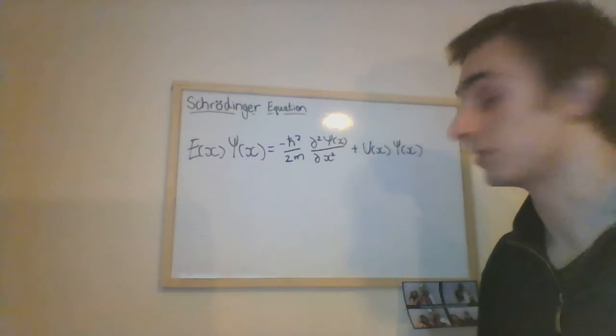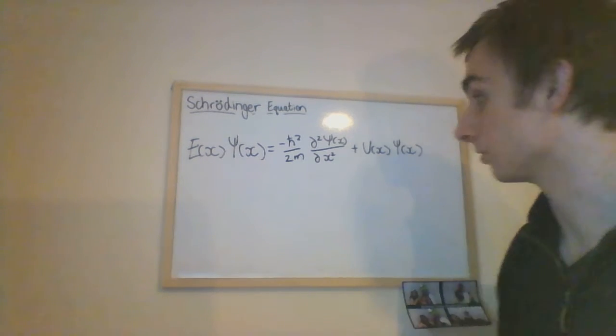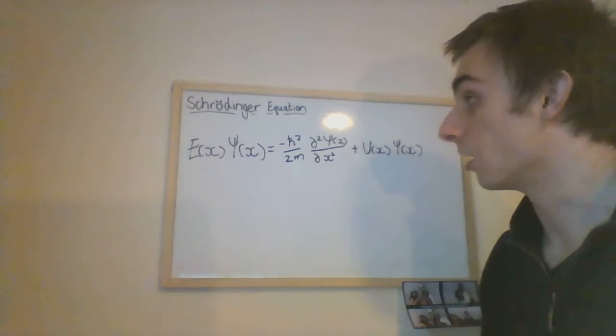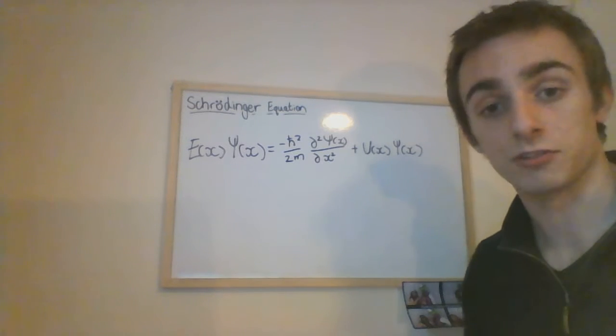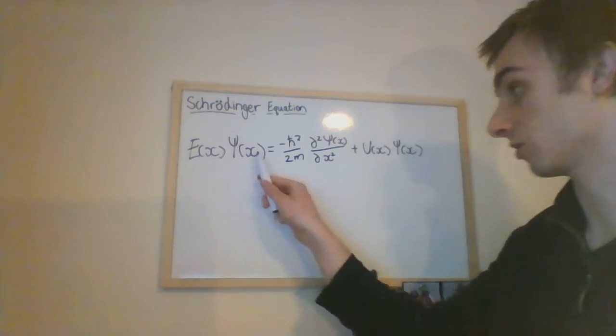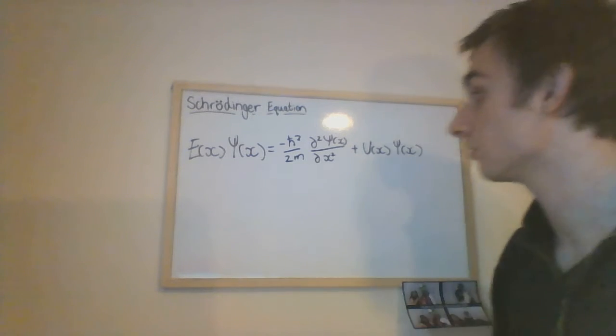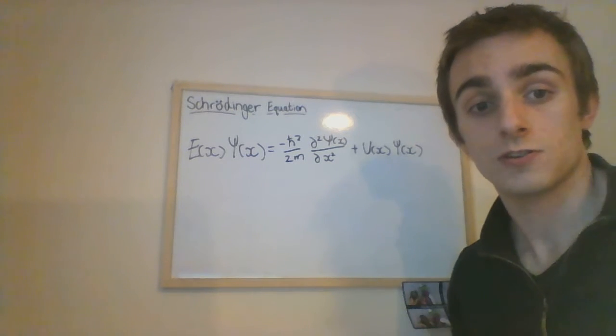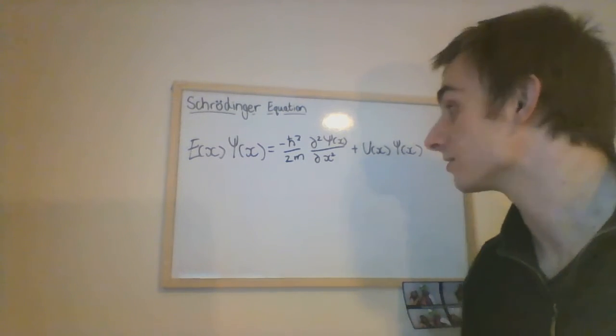So this is the time independent Schrodinger equation. You'll notice there's no term in here with any reference to time. It's only with reference to space, a one-dimensional space. So let's get into it.